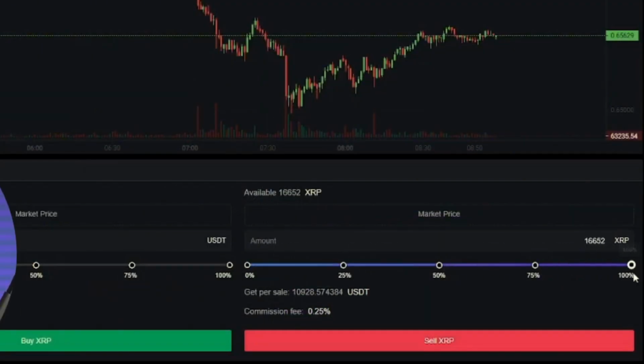Step 5. Go to the spot trading page, select the XRP USDT pair, and sell your XRP to complete the cycle. In my example, I sold 16,752 XRP for $10,928. Now let's check the balance. As you can see, after just one cycle with an initial investment of 10K, I made 928 USDT, and it only took around 10 minutes to complete this cycle. Now we can repeat the cycle.